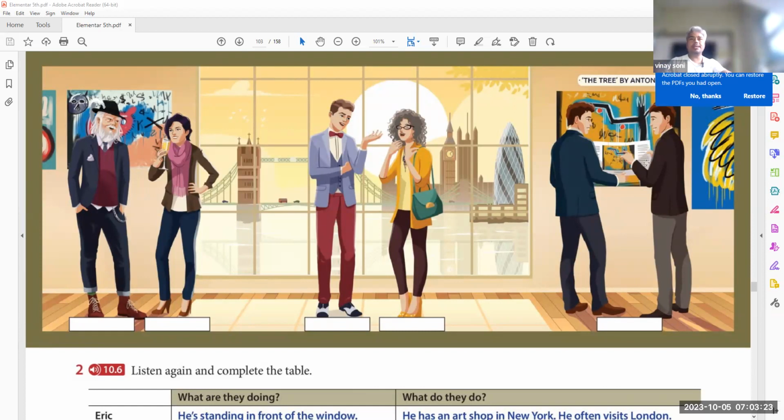Okay. You can see the painting on the wall, the tree by Anton, and the brochure they are holding in their hands. The brochure also has the same painting. And other than the painting, you see some things written on that card. So usually a brochure is a piece of card which is usually folded. You can fold it in two folds, three folds, like that. And it has information, pictures. It could be a brochure of an institute, a university, or some other things, like a holiday package brochure. So a brochure is basically a card with some information and some pictures.